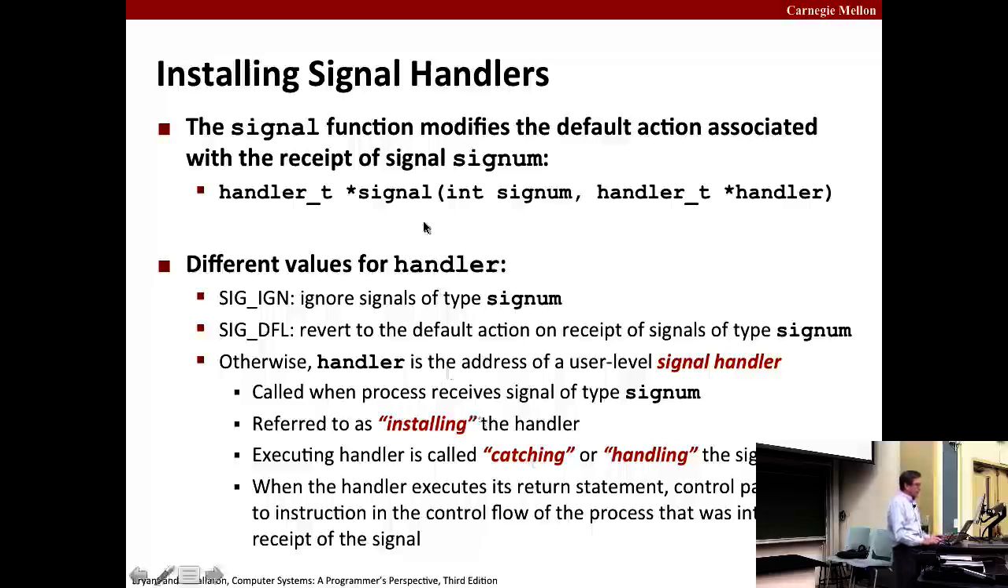So calling signal and specifying a signal handler is called installing a handler. And then executing the handler is referred to as catching or handling the signal. And this handler is just like an exception handler. When it executes, it will interrupt whatever is currently executing in the process, and when it returns, it'll return back to that point and continue executing.